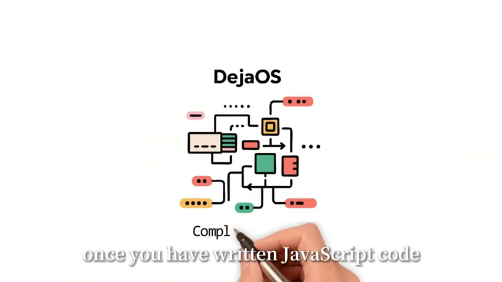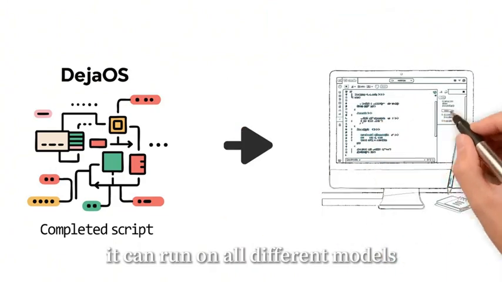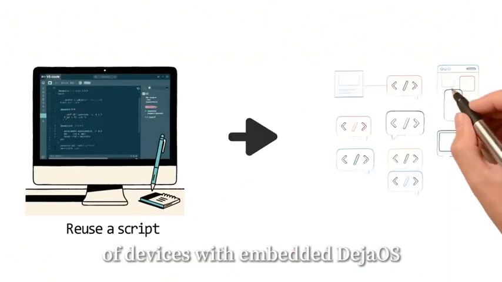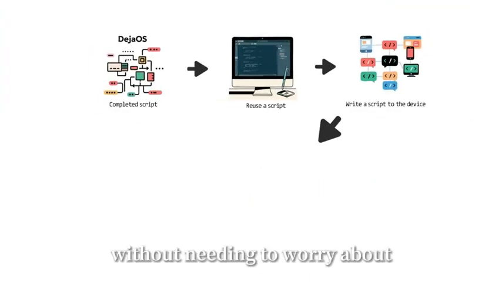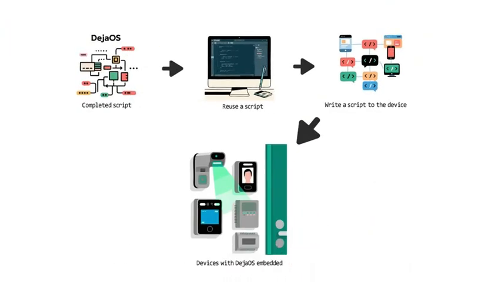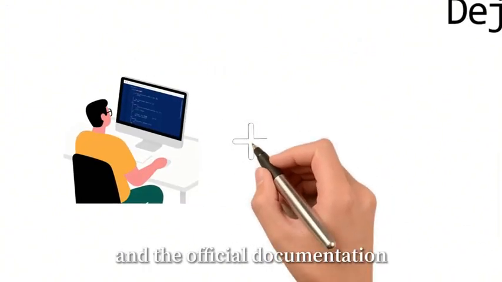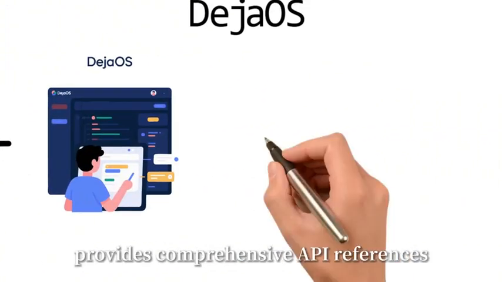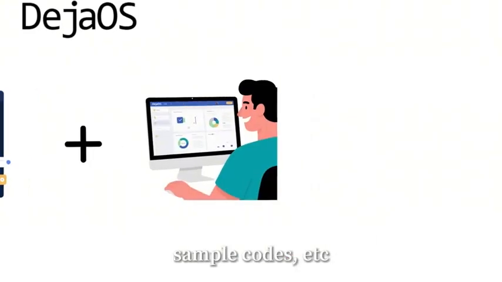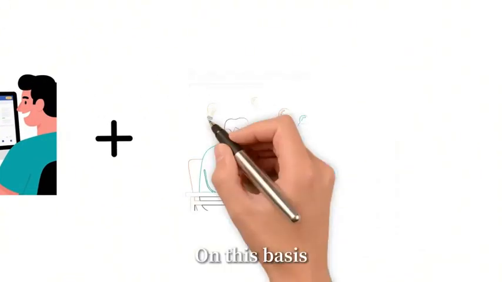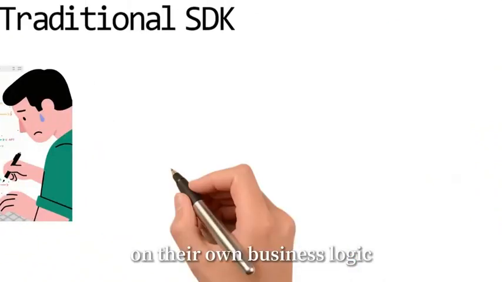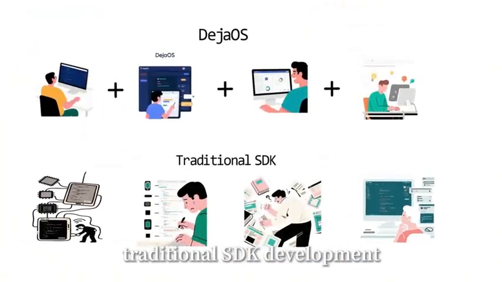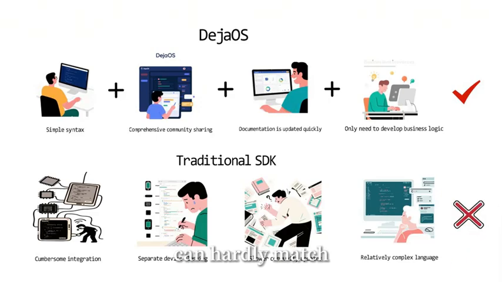Furthermore, once you have written JavaScript code, it can run on all different models of devices with embedded DGOS without needing to worry about their underlying code. Obviously, JavaScript has a simple syntax, and the official documentation provides comprehensive API references, sample codes, etc. On this basis, developers only need to focus on their own business logic. These are conveniences that traditional SDK development can hardly match.